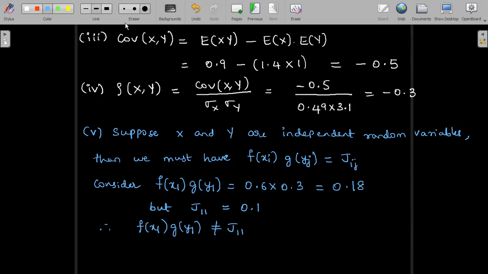If they had to be independent random variables, this condition should have been satisfied: f of xi into g of yj is equal to jij. But we observe the product f of x1 into g of y1 is not equal to j11 for i, j equal to 1 and 1. So we can conclude that x and y are dependent random variables.